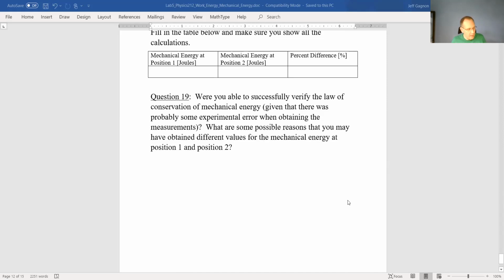All right, that's it. So that was our lab on the work energy theorem. And we also looked at conservation of mechanical energy. Great, thank you.